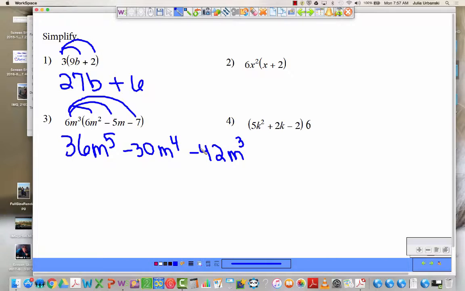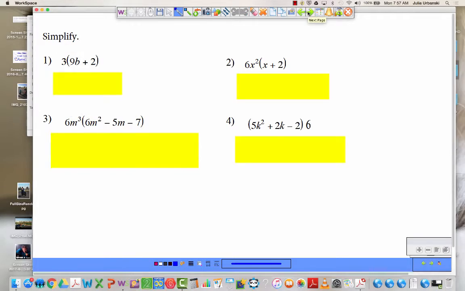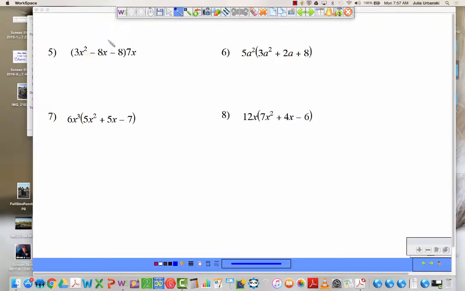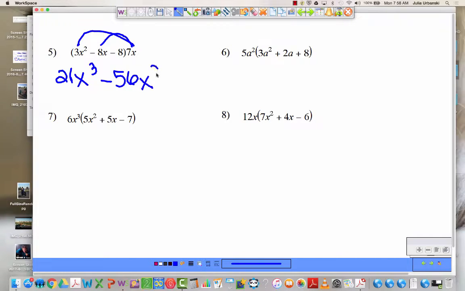Number 5. Number 5 is the same thing. It's just written a little bit out of order, but these parentheses is still times the 7x. So take the 7x times everything inside the parentheses. 7 times 3 is 21, and then we have x squared times x. X to the 3rd, good. Then we have 7x times negative 8x. 7 times negative 8, negative 56, good. And it's x and x. What does that make? X squared, good. 1 plus 1. And then we have 7x times negative 8. That's just going to make negative 56x.